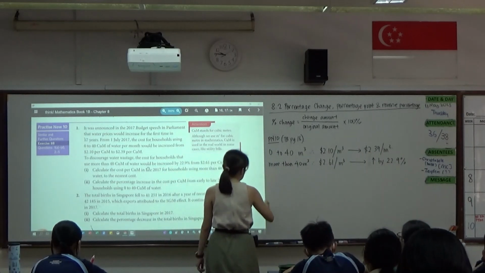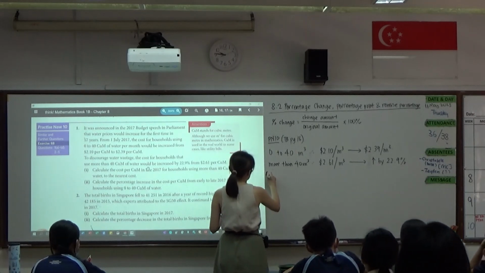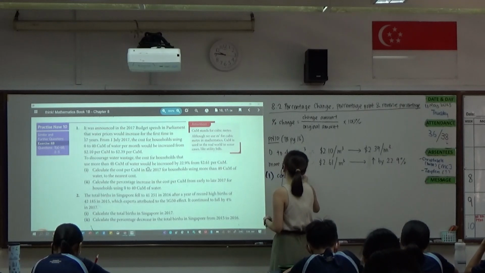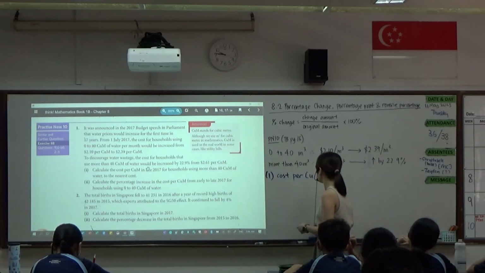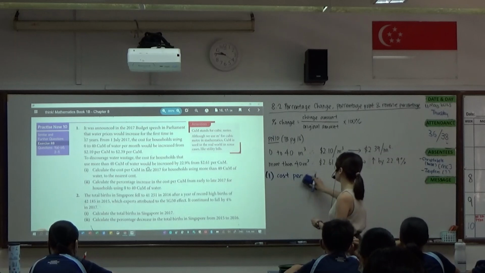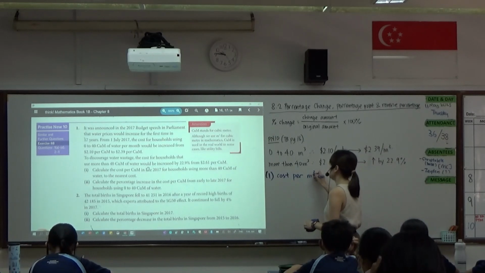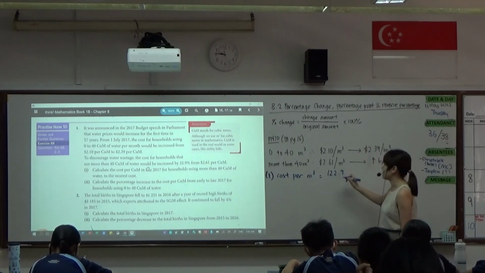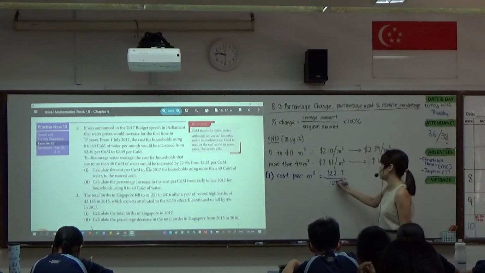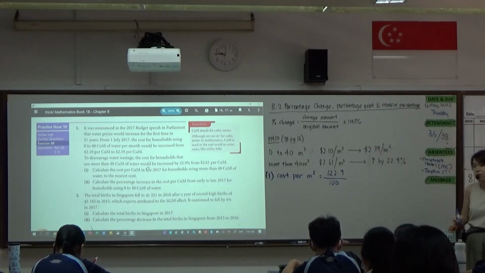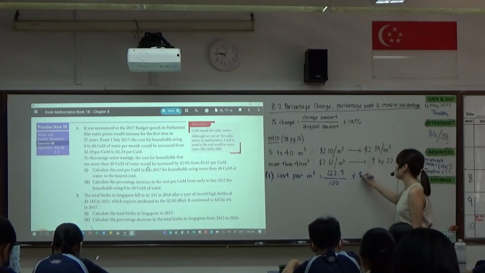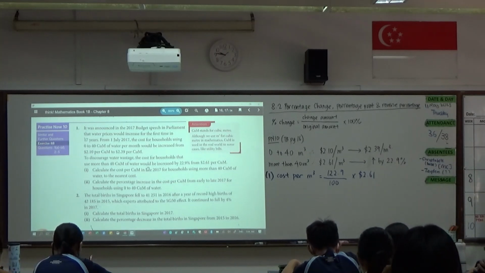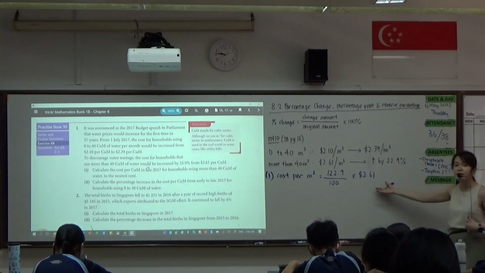Okay, so to answer part I, the cost per cubic meters, either you use this unit or you want to use meter cube also, okay? That will be 122.9%, so we know that you will be dividing by 100, of your original amount, $2.61. Right? So presentation wise, let's present it in this manner.